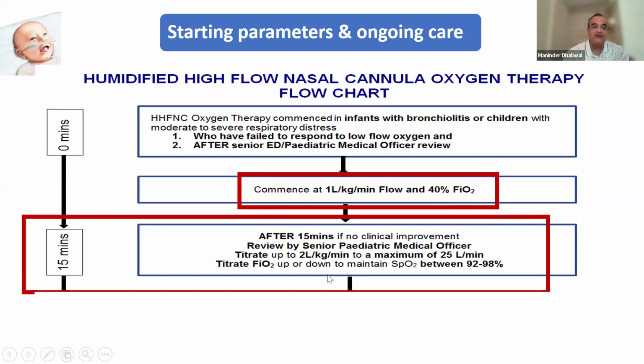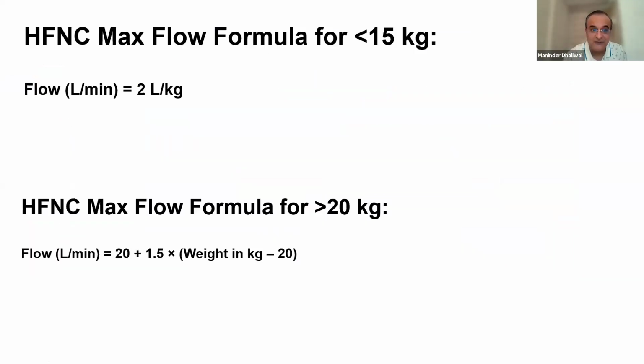You can titrate. If your child is not settling, every 15 minutes you can increase the flow from 1 liter per kg per minute to 1.5 liter, then to 2 liter per kg per minute. And the FiO2, you play around between 40 and 60. You start with even 80 and come down to 40 and 60. But the FiO2 should come down below 60. The target saturation over here would be around 94. We don't want a saturation of 98 or 96 also.